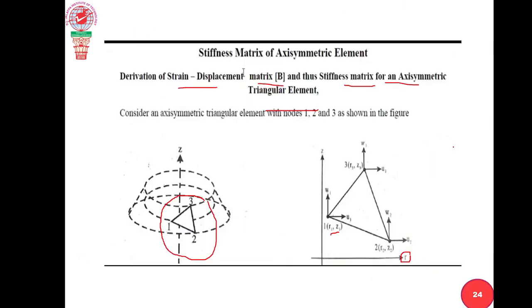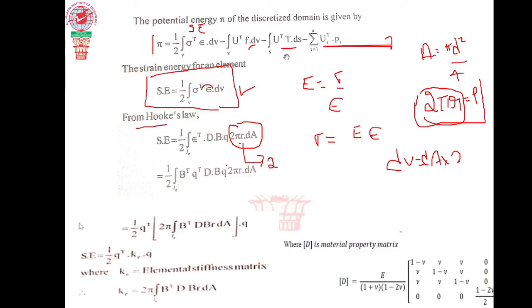Why circumferential length? Because the axisymmetric case is circular in nature, that's why they took the circumferential length. So this much we call dV. Clear?